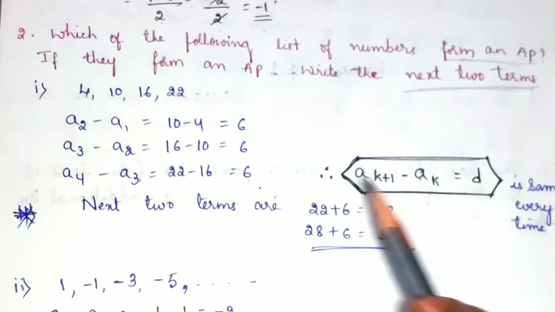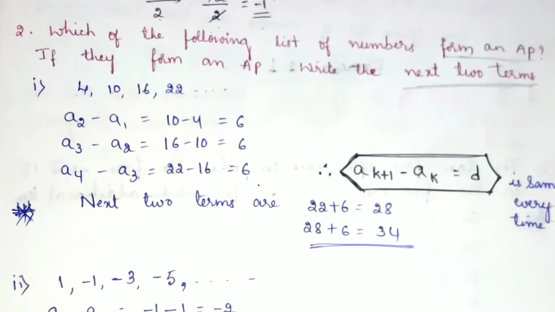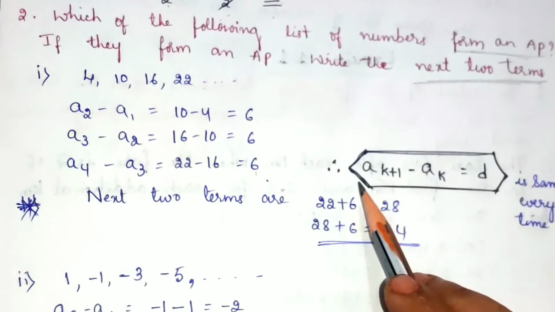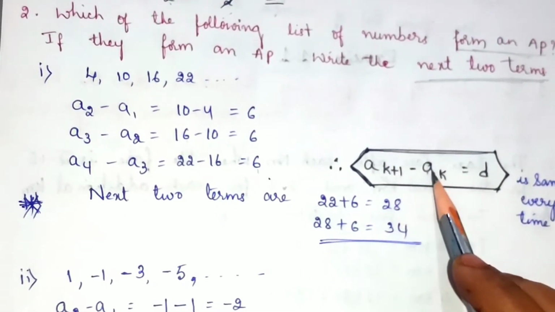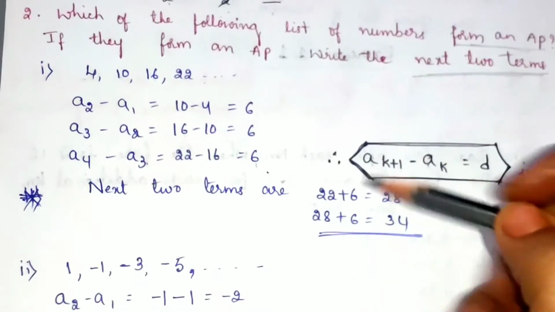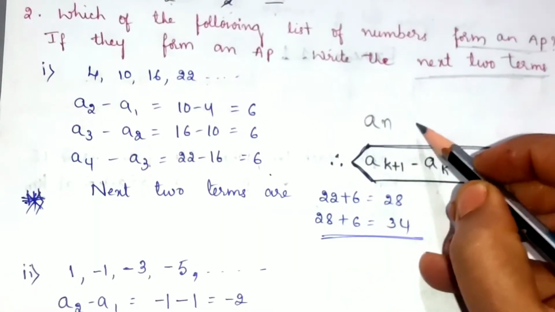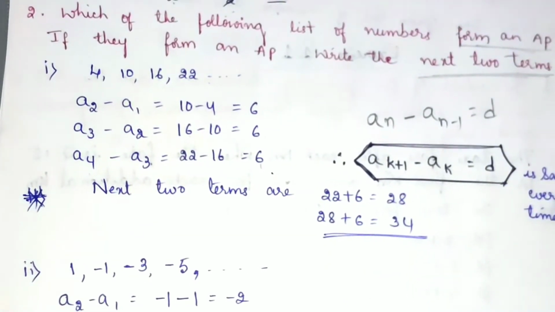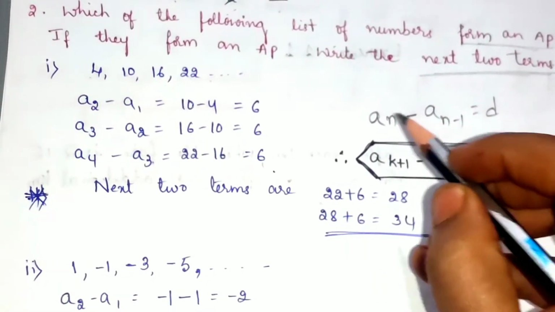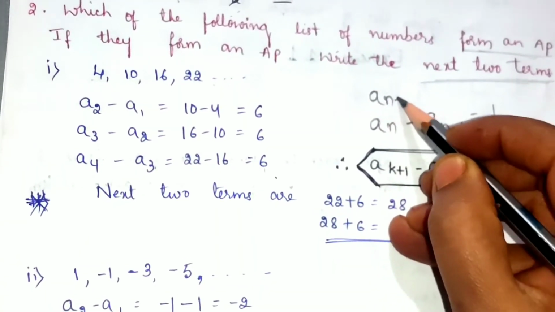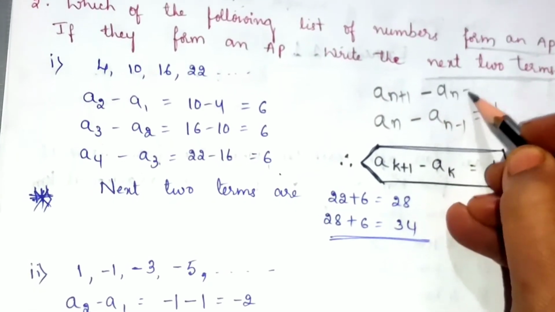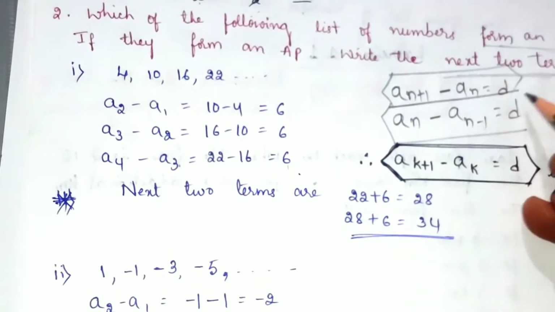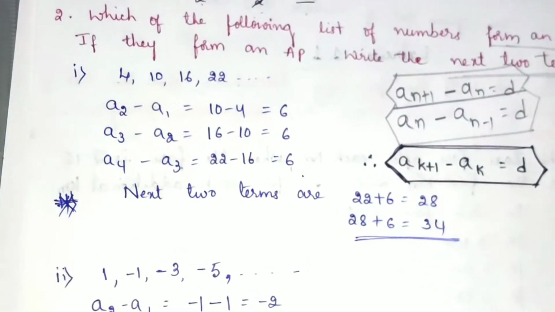It is better to find at least two or three common differences to be on the safer side. I have written the formula: a k plus 1 minus a k is equal to d. Here you can also write a n minus a n minus 1 is equal to d. Is it one and the same? Or you can write it as a n plus 1 minus a n is equal to d. See, all these have the same meaning and are general formulas. You can write any one.